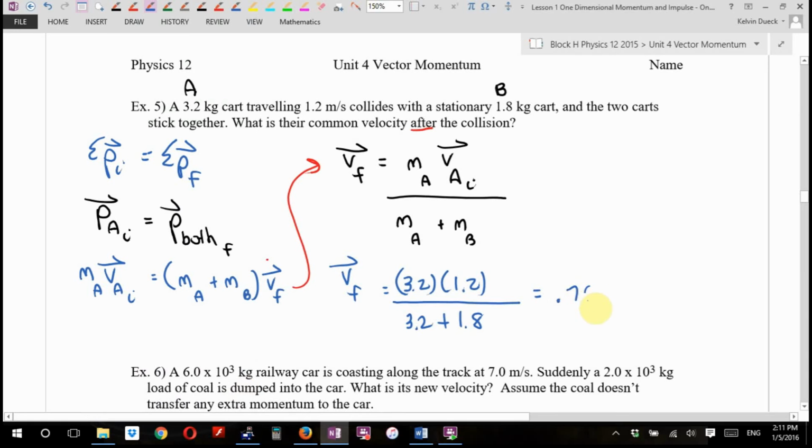0.768 what? Units? Meters per second. Direction: in the same direction that cart A was traveling. Okay, what is that in kilometers an hour? 0.768. If you double it, that's roughly miles an hour, so it's only about 1.5 miles an hour. In kilometers per hour, you would times that by 3.6. So even that, it's about, well, 0.8 times 3, it's about 20 kilometers per hour, give or take, maybe a bit more.